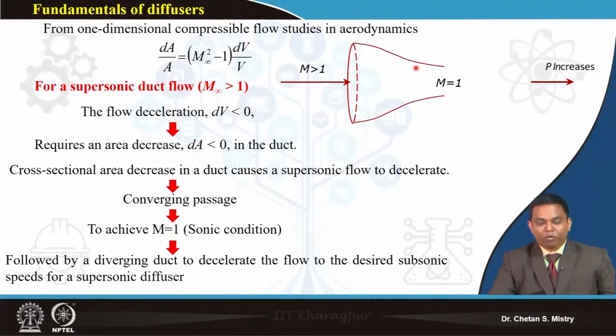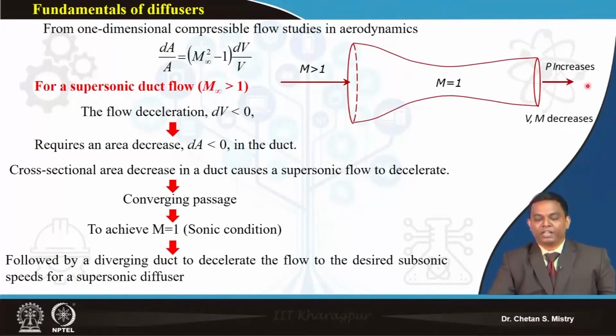In order to have that kind of configuration, I need to follow with a further diverging passage. Further deceleration of my flow from Mach M equal to 1 towards subsonic flow happens in the diffusing passage. At the exit I will have an increase of pressure and a decrease of velocity, or a decrease of Mach number. This is what we define as a supersonic diffuser.